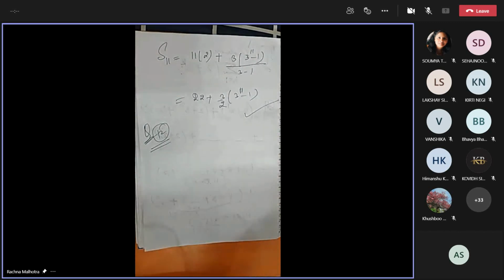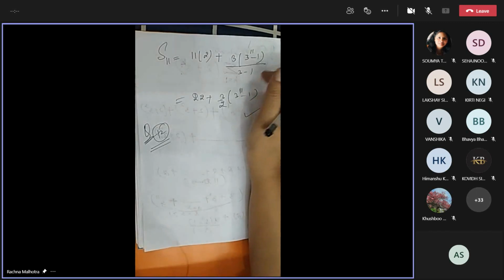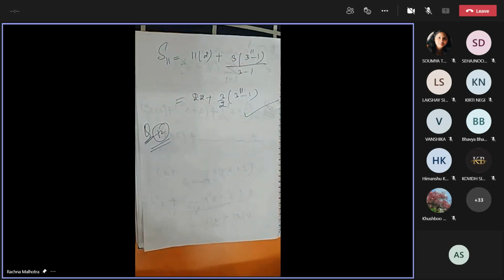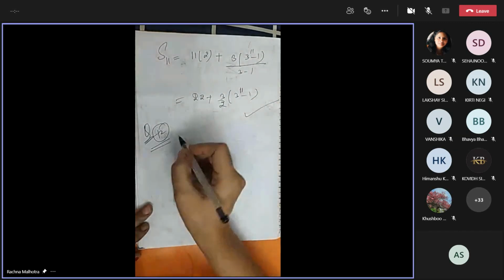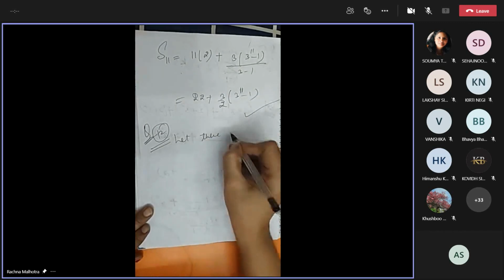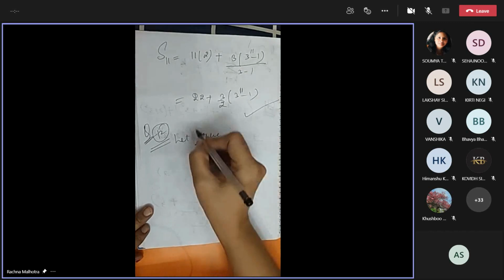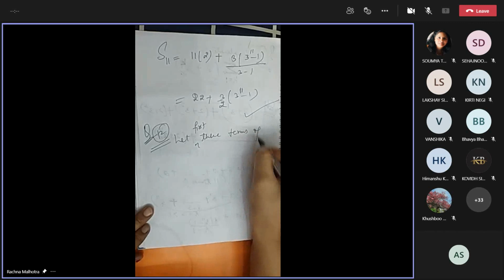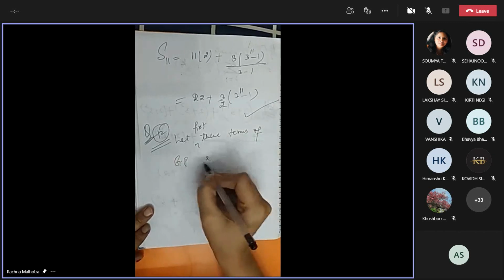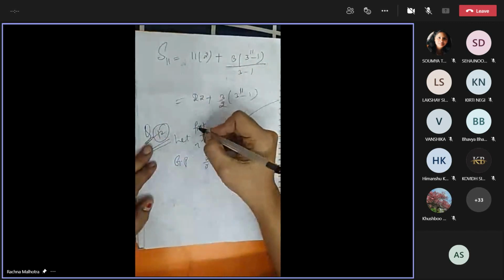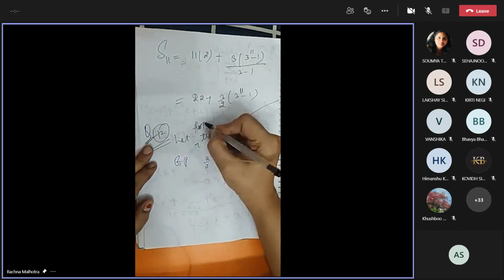This question is also very simple. You can do it easily. The sum of the first 3 terms is 39 by 10 and the product of all 3 terms is 1. So can we use these terms in GP? Let the first 3 terms of the GP be a by r, a, ar. Can we use these terms? Are they forming a GP or not? Can we use these terms? Please tell me.